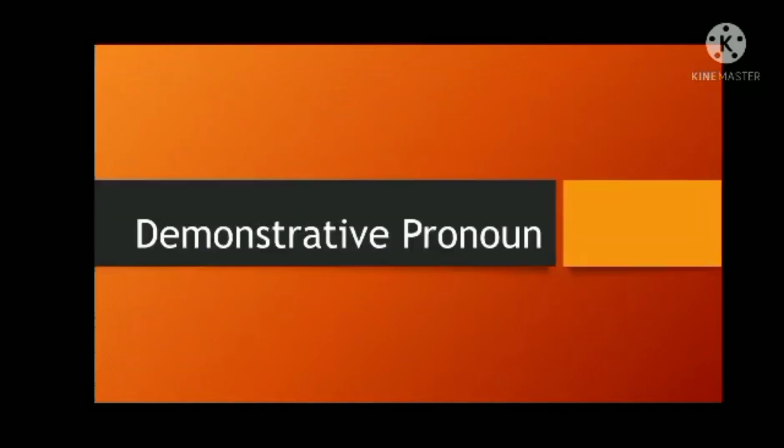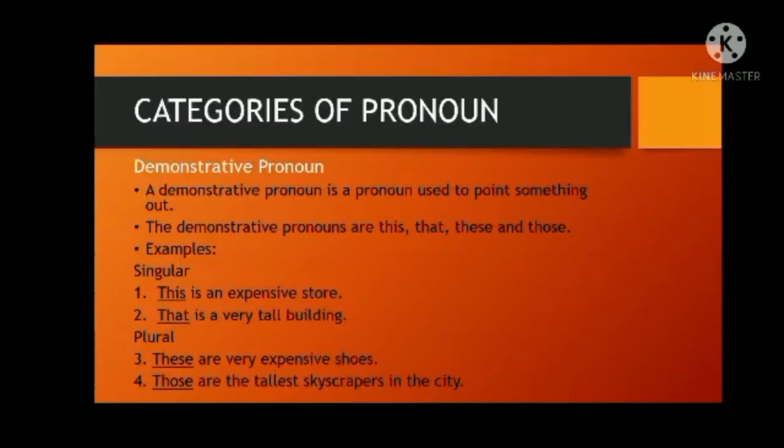So let's proceed to the demonstrative pronoun. What is a demonstrative pronoun? A demonstrative pronoun is a word used to point something out. The demonstrative pronouns are this, that, these, and those. It is used to point to something specific within a sentence. These pronouns can indicate terms in space or time, and they can be either singular or plural.